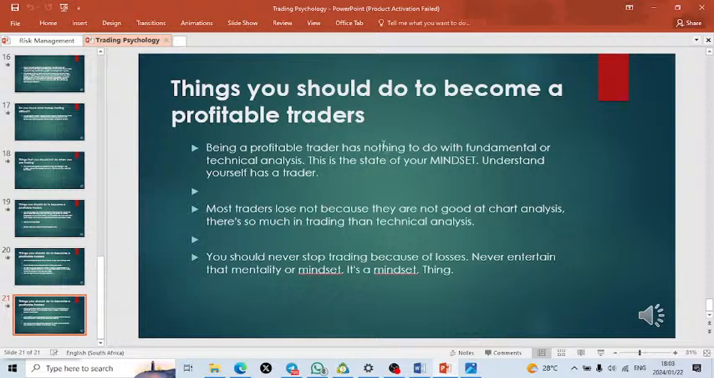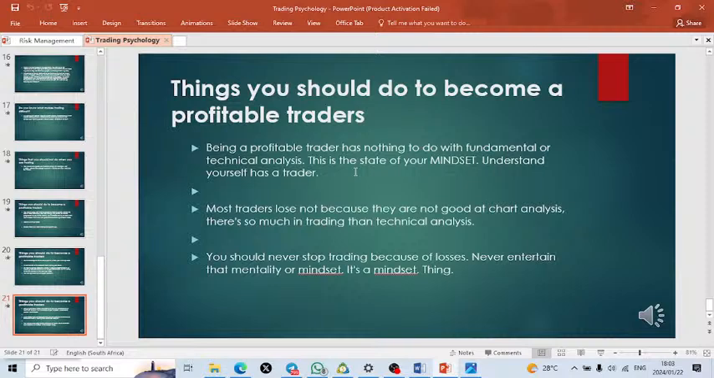Things you should do to become a profitable trader. So, one, being a profitable trader has nothing to do with fundamental or technical analysis. It is not related to that. Why? Because if you're going to be flipping a coin and taking trades by just flipping it, if it's heads, you buy, if it's tails, you sell.